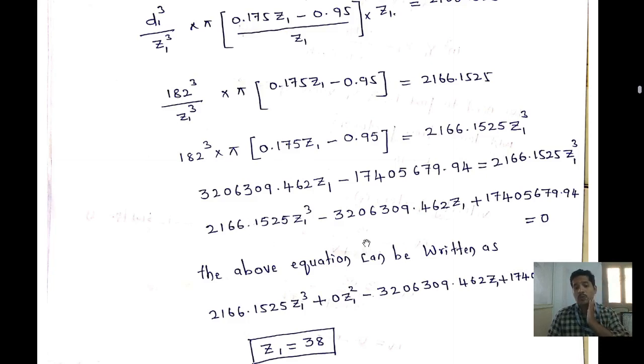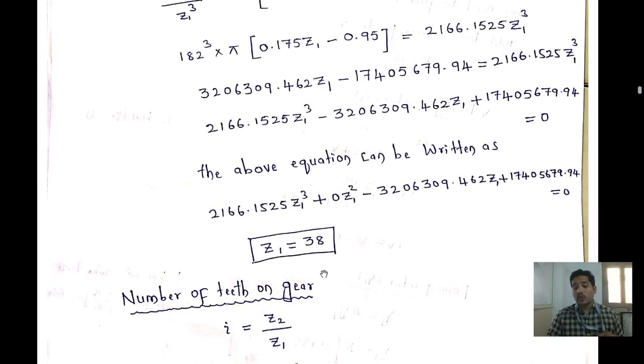It is ax cube plus bx square, where b is nothing but 0 only. The cx value we have to put here, c value, plus d equal to 0. Which formula we have to use? ax cube plus bx square plus cx plus d equal to 0. You have to take this equation with the help of calculator. After that, if you calculate, then you will get the value of z1 equal to 38. So nothing but the number of teeth on the pinion is how much? 38. Is it right?